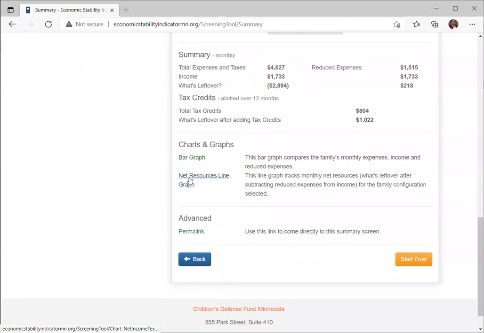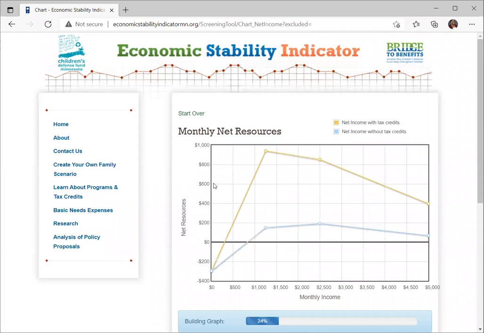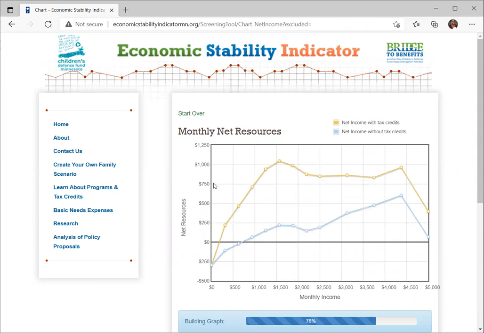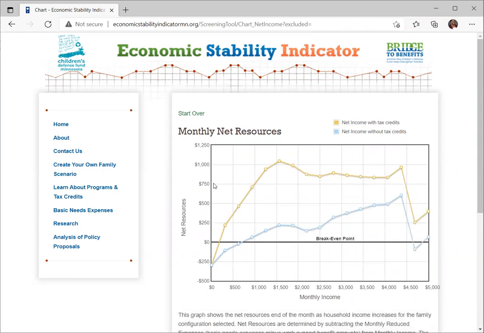So now we will go to the net resources graph line to look at this family's pathway to economic stability and highlight the various points at which they experience benefit cliffs. Before we go into that, I just want to orient you to the graph a little bit. This black line here is the break-even point. So it's where the family's reduced expense equals their income. So it's where their income and their reduced expense zero each other out. This blue line here is reduced expense. So actually income minus reduced expense.